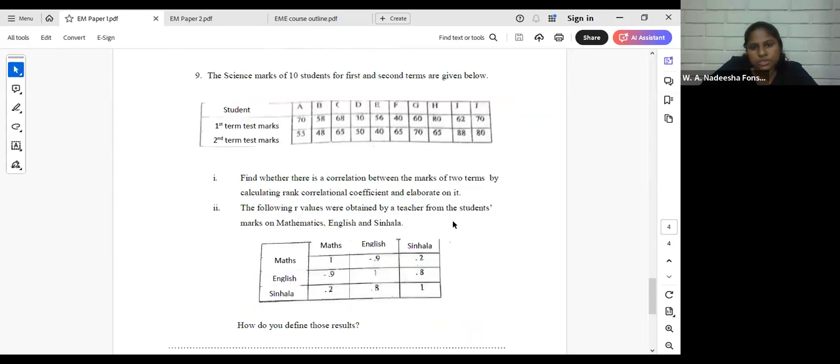The last question. The science marks of 10 students for first and second terms are given below. First term test marks and second term test marks for the given 10 students. Find whether there is a correlation between the marks of the 2 terms by calculating the rank correlation coefficient and elaborate on it.